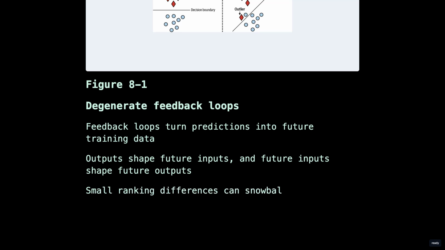A slight advantage at the top of a recommendation list can create much more engagement, and that extra engagement makes the item look even better to the next model. Over time, the system can freeze into a narrow set of popular items, which is why the same phenomenon is also called exposure bias or filter bubbles.